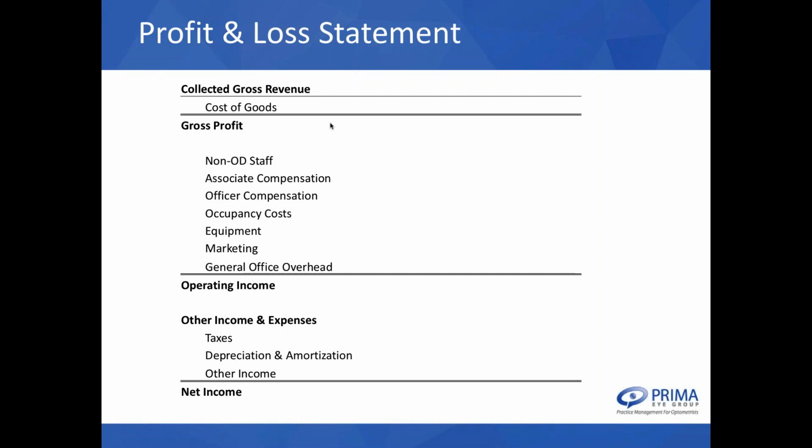A key thing as we look at this is I want to encourage all of you to make your financial statements work for you.